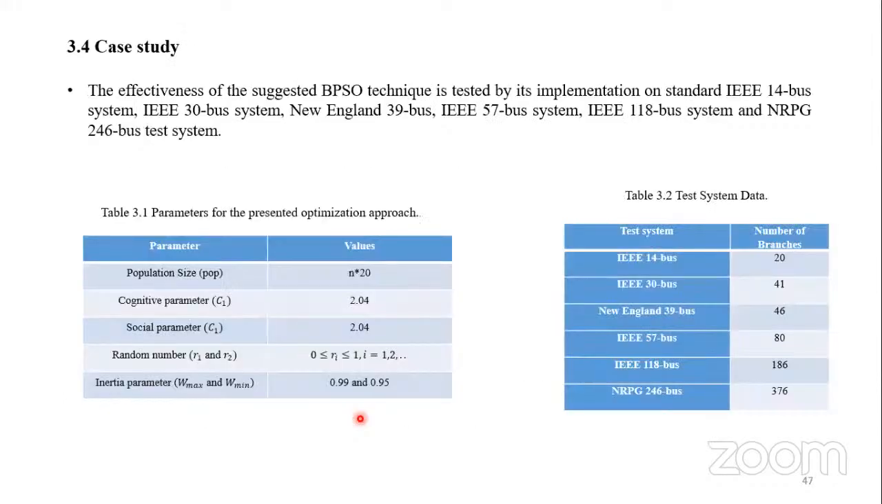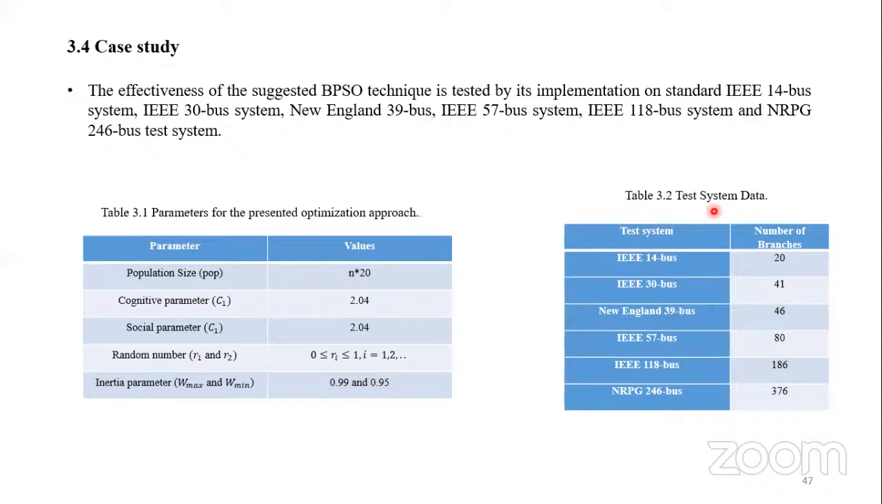Now, the case studies. This case study is given here, showing the population size I have taken. I have done this on the 14-bus system, 30-bus system, 39-bus system, IEEE 57-bus system, IEEE 118-bus system, and the Northern Regional Power Grid 246-bus test system. Here I have taken the population size of BPSO as n into 20, where n is the number of buses in the system. The cognitive parameters I have taken the same, that is 2.04 and 2.04. And here the initial parameters I have taken are 0.9 and 0.95.